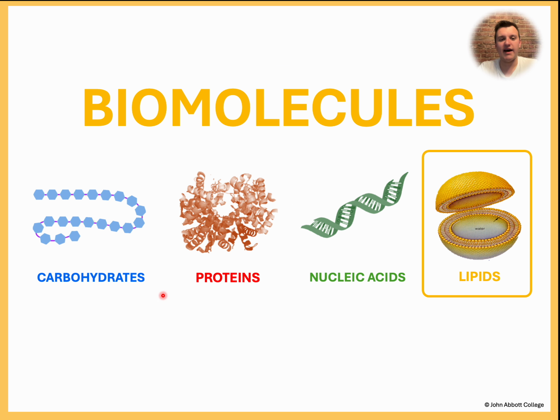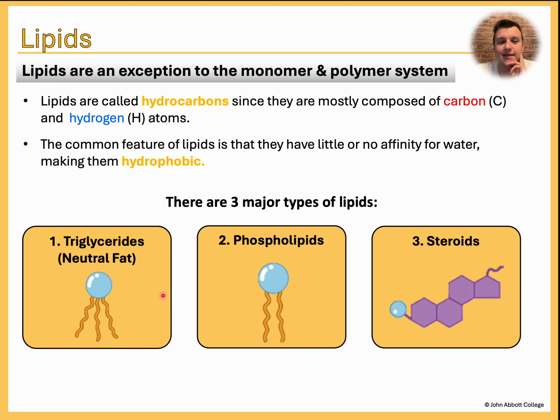All right, so that's all for carbohydrates. Now we're going to jump on to our next biomolecule, which is lipids. Lipids are an exception to the monomer-polymer system. Of course, there's always exceptions. Lipids are also called hydrocarbons since they are mostly composed of carbon and hydrogen, right? Hydrocarbon. We like when names make sense.